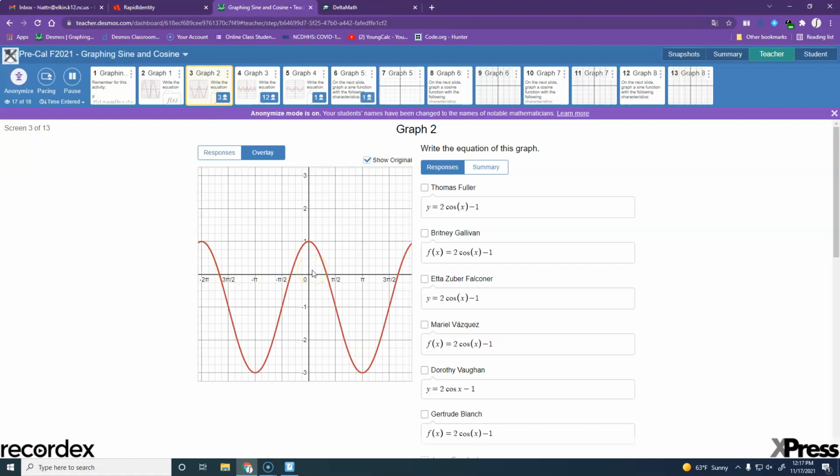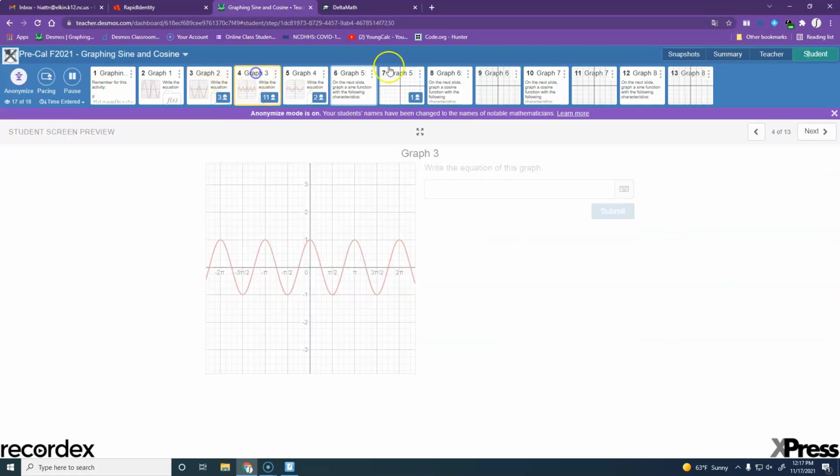That is your period. So if the period is 2 pi, then you won't have anything in front of your x because it's just a 1. 2 pi over 1 is going to give you 2 pi. Okay? All right. Go ahead and do this next one.